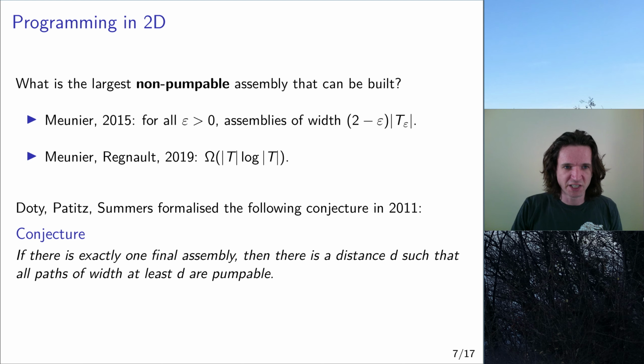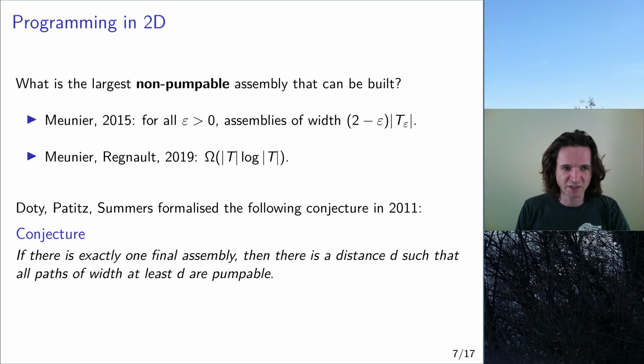But in 2015, I showed that such tile reuse is actually possible by showing that for all positive epsilon, we can find a tile set whose assemblies are all of width 2 minus epsilon times the number of tile types in the tile set. And along with Damien Regnault, we improved this bound last year by finding tile sets that assemble only assemblies of size t log t. But how far can we go? Can we build assemblies of an arbitrary size?